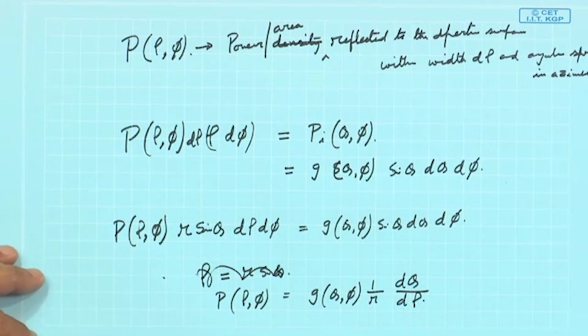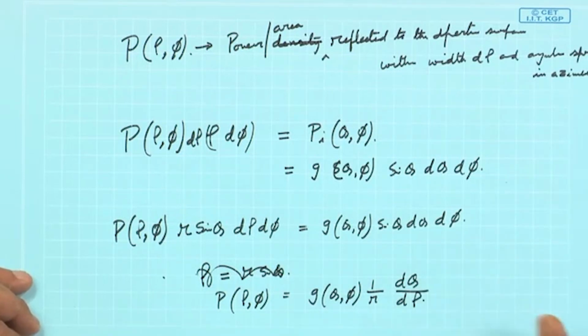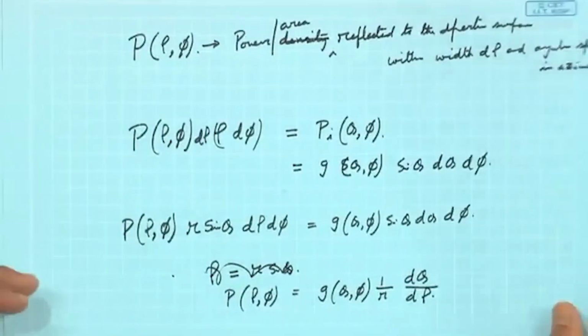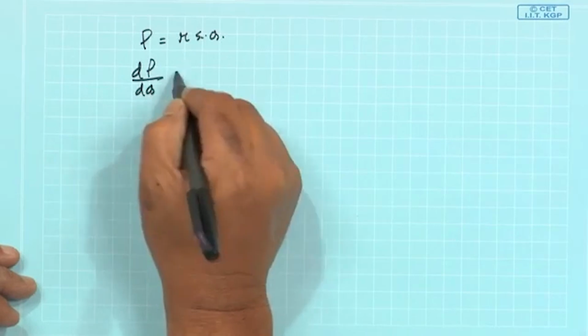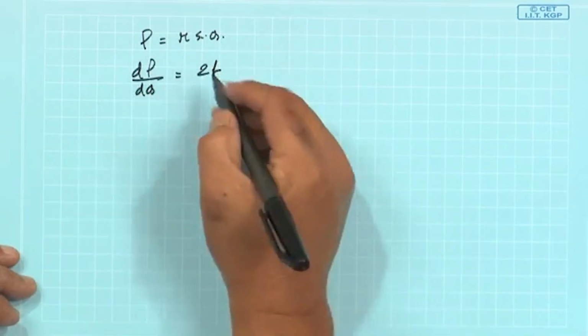Okay. Now, this d rho d theta needs to be evaluated. I know the relation between rho and theta. So, I have rho is equal to r sin theta. So, d rho d theta will be 2f.